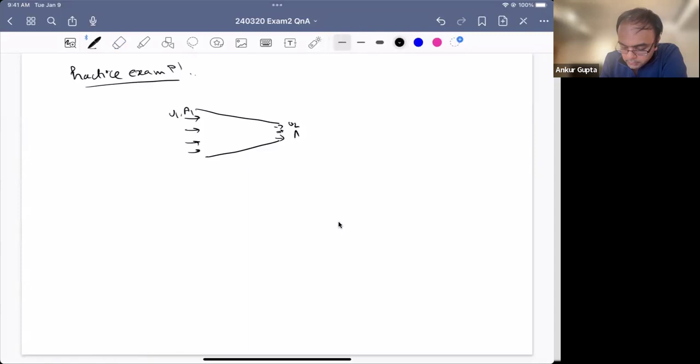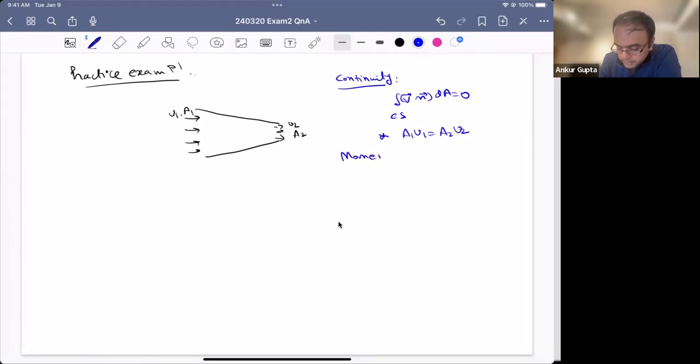So we know from the continuity equation that the integral of V dot N dA over the control surfaces is equal to 0. So this simply gives A1 U1 is equal to A2 U2. So hopefully this is clear, Talal. And then from the momentum balance, that's where the question really comes in.